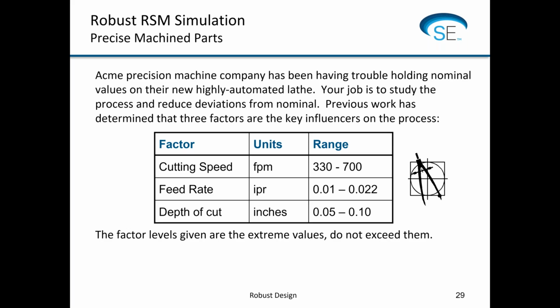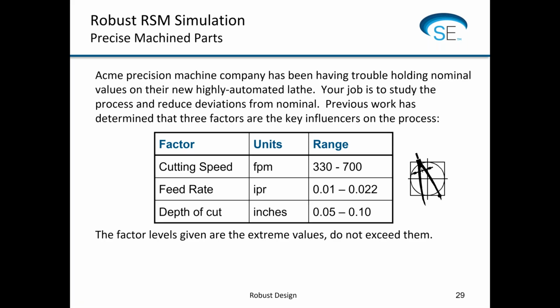in the part size. Previous work on lathes in general has told us what the key influencers are likely to be. They're going to be cutting speed, and from experience we know a pretty reasonable range to study, feed rate, same thing, and depth of cut. So we have 3 factors, and we have a pretty good idea that the optimum values are going to occur in these ranges where we can hit the target value, the nominal value of the part size.